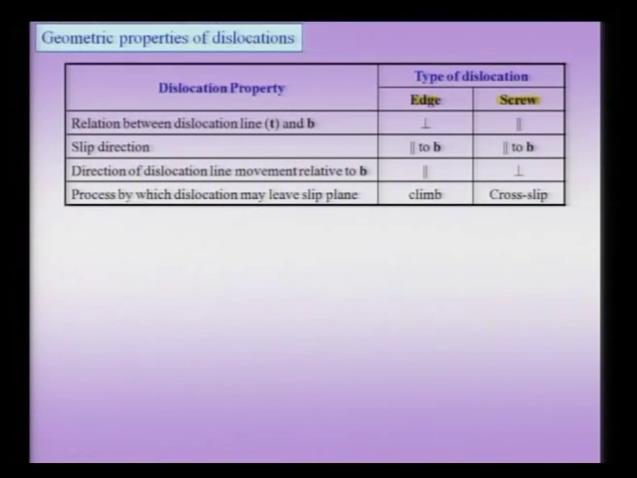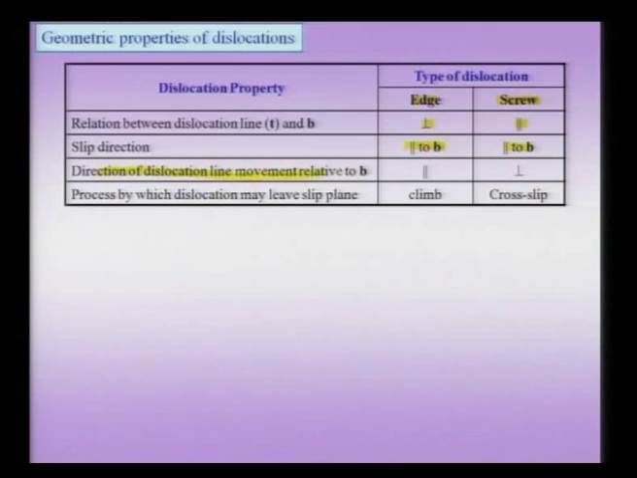We talk about the relation between T and B. In the case of an edge dislocation, the Burgers vector is perpendicular to the line vector, while in the screw dislocation, they are parallel. The slip direction will always be parallel to B. It does not matter if it is an edge dislocation or the screw dislocation, the slip will be determined by B. That is very, very clear. So, there is no doubt about that.